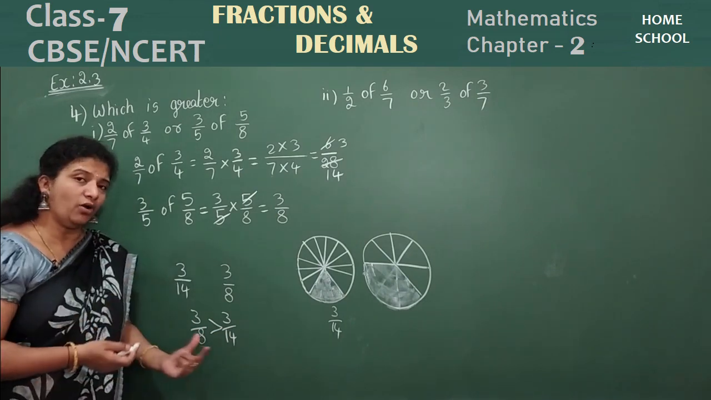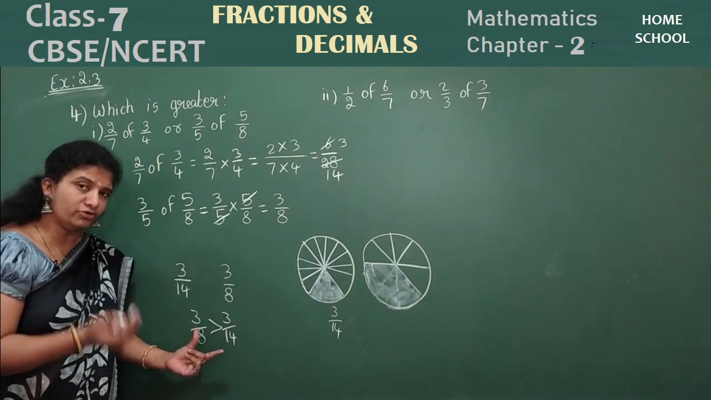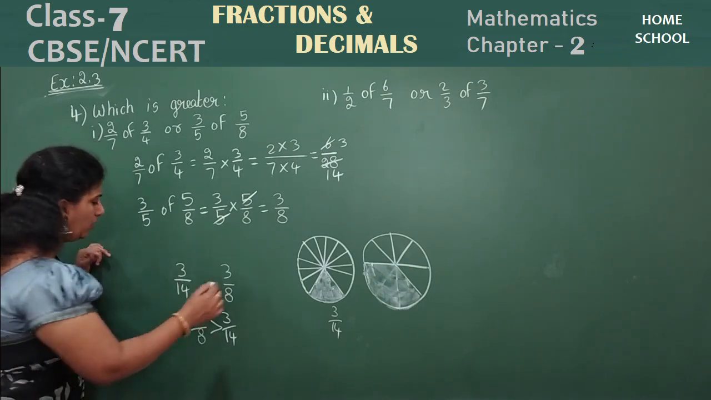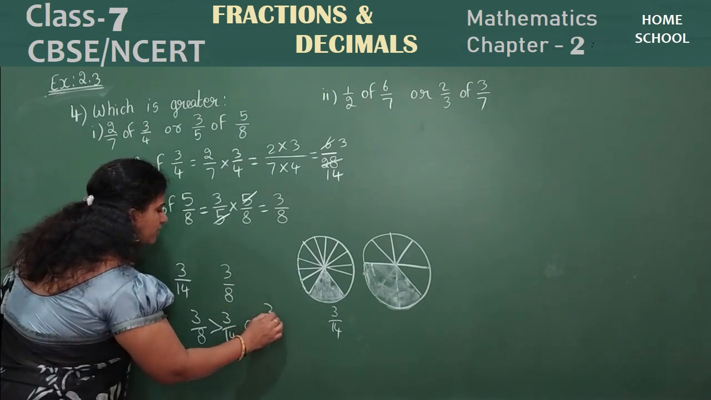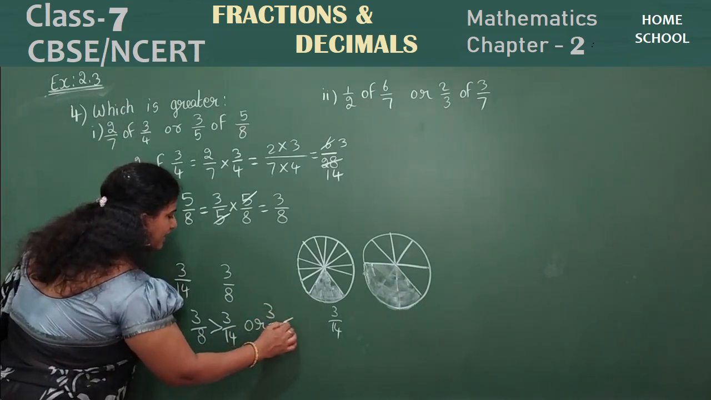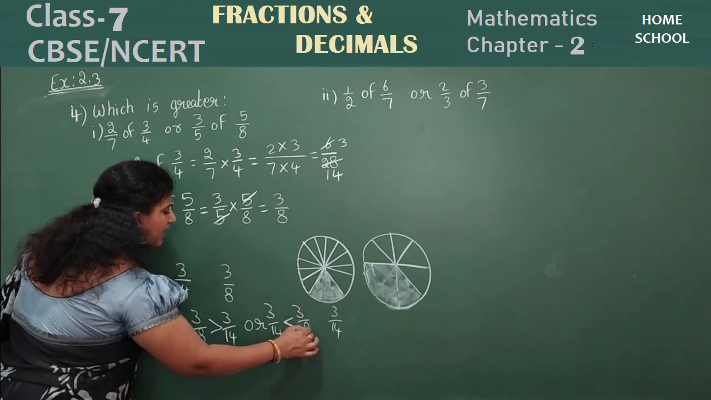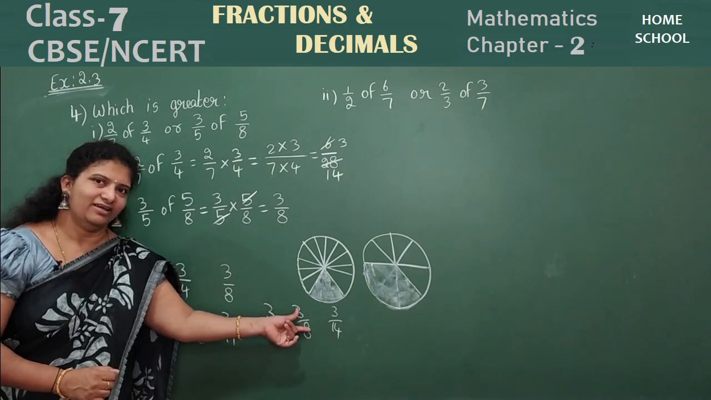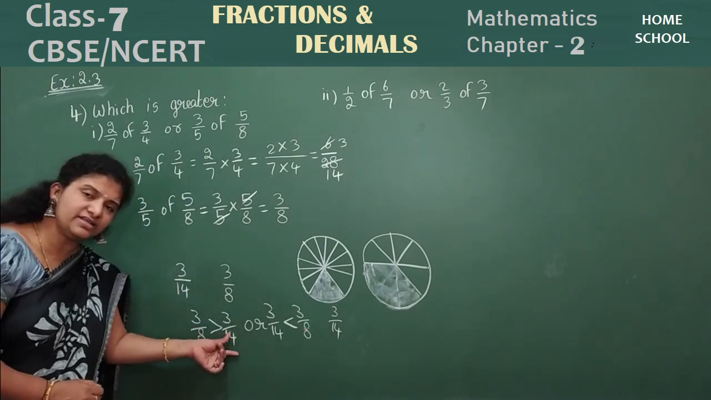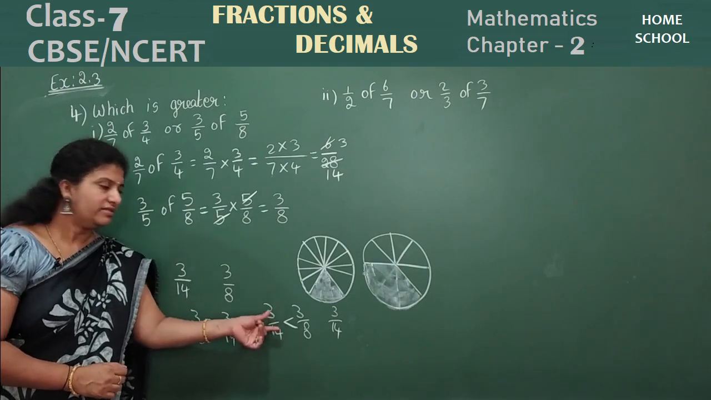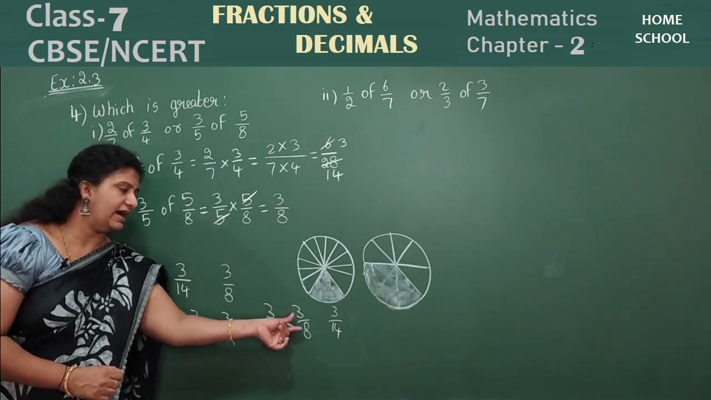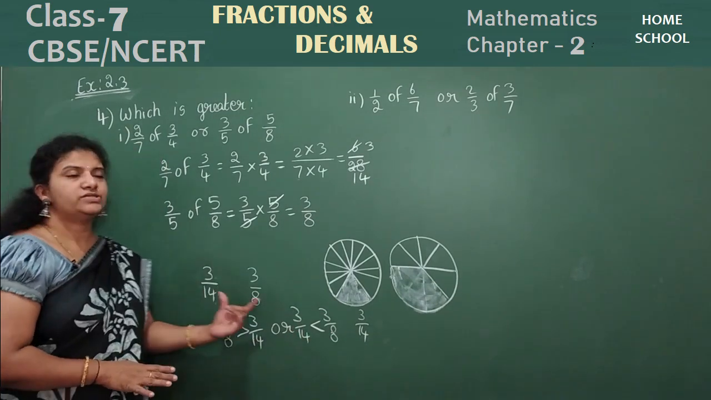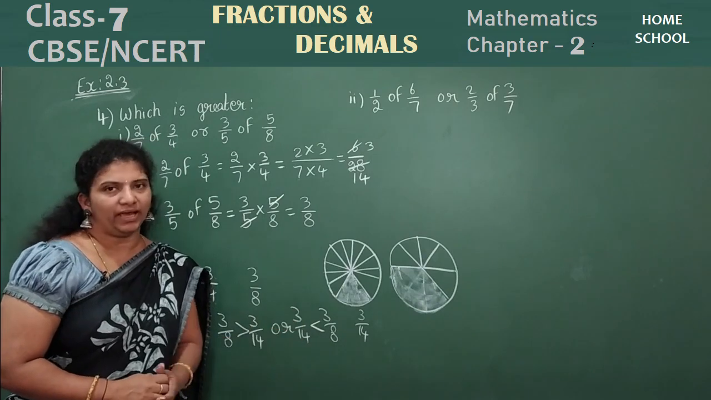Or another way, how can you write this children? If you want to use lesser symbol, but same thing you need to say, that is greater. How? Look here. Or 3 by 14 is less than 3 by 8. This is less than this means this is greater, right? Or this is greater than this you can say. Or this fraction is less than this, we can say. Any of the way we can write, children. So this is the way we compare.